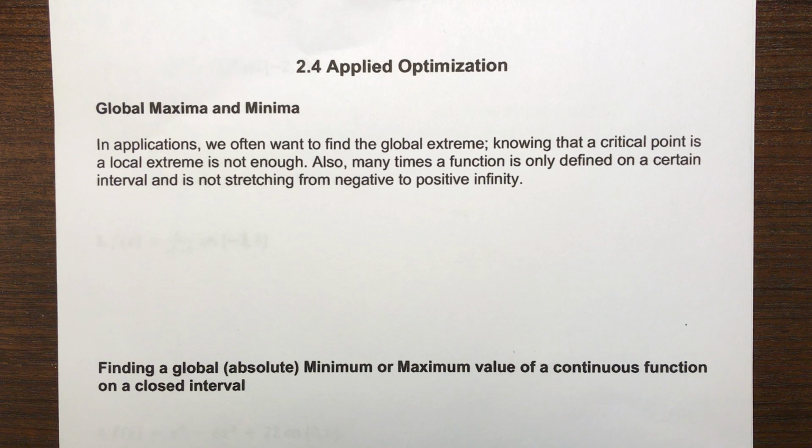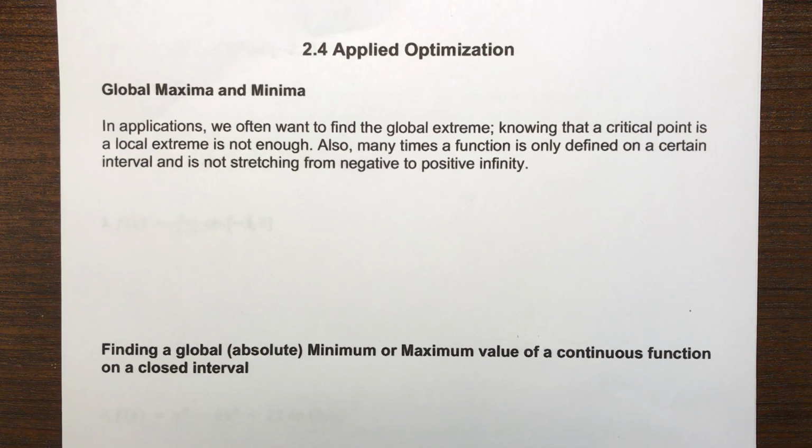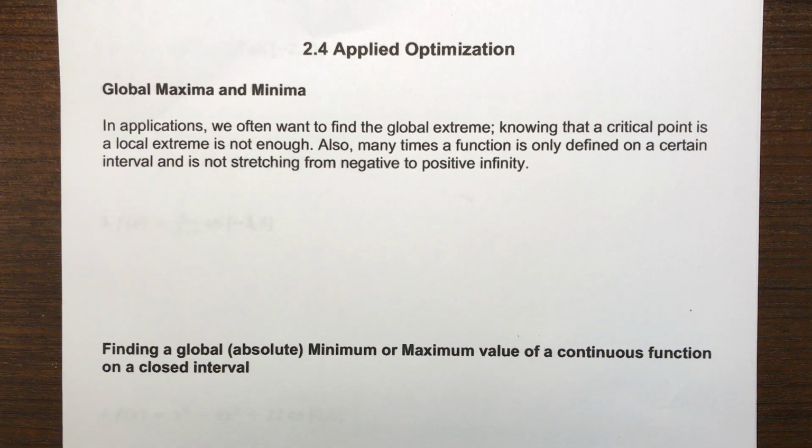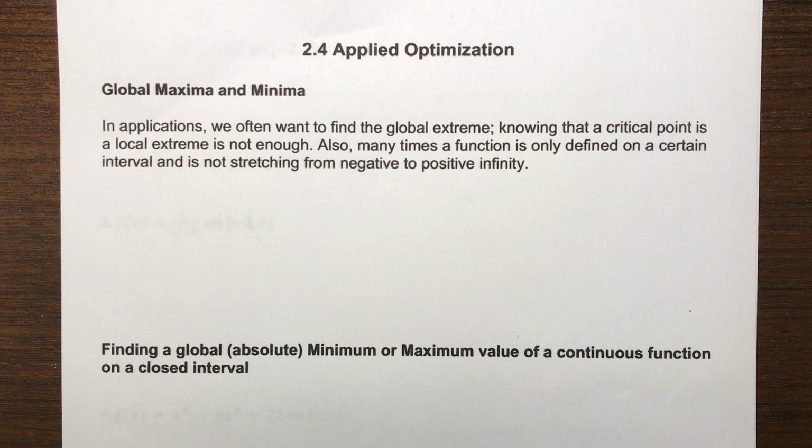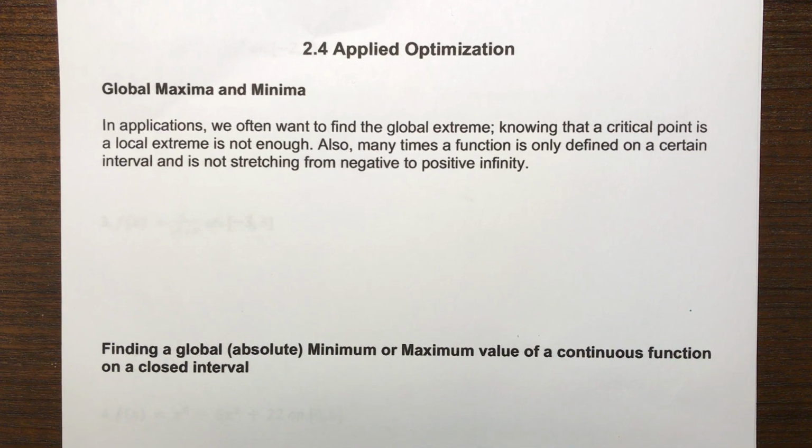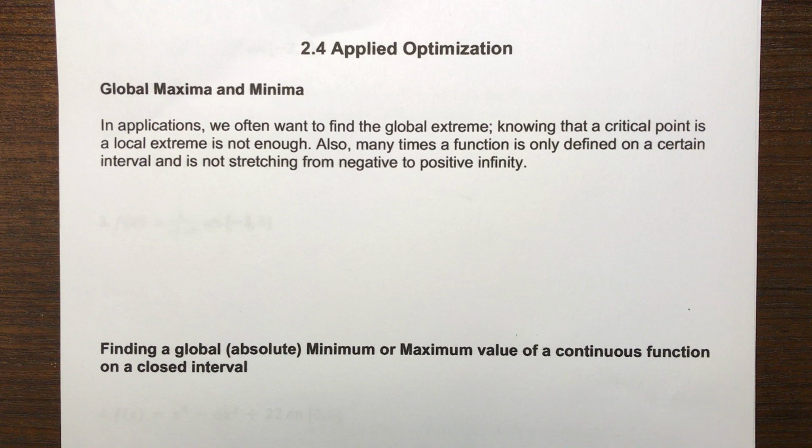Okay, so we often want to find what's the highest possible, right? What's the lowest possible? In other words, what could be my maximum profit? How much can I get out of these items I'm producing, under certain conditions? How low can my costs get? What's the highest amount of items I can be producing, and so on. However, many times a function is only defined on a certain interval, and it doesn't go all the way from negative to positive infinity, as we've seen.